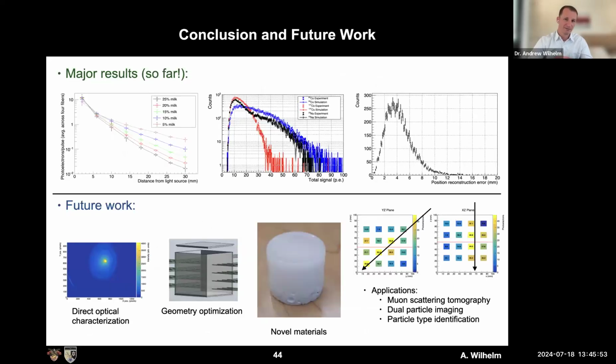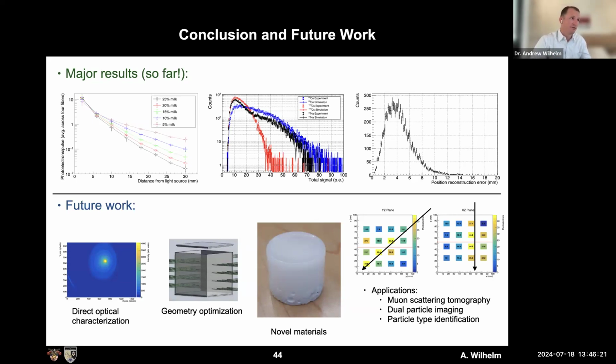Okay, so in conclusion, some of the major results that we have achieved are demonstration of the stochastic light confinement in inert opaque liquids. We've developed a model that well predicts the response of our detector for exposure to gamma rays. And we've quantified both the energy resolution and the position reconstruction resolution of our first prototype opaque scintillation detector.